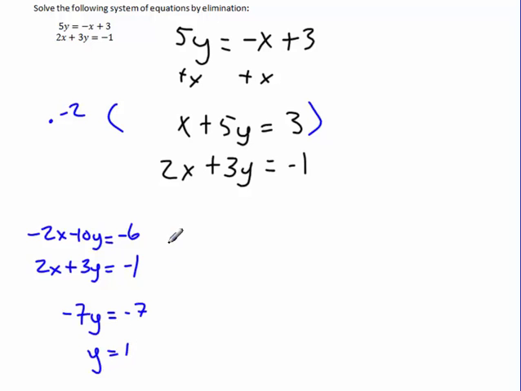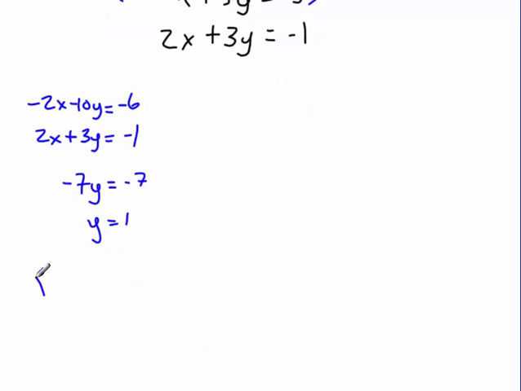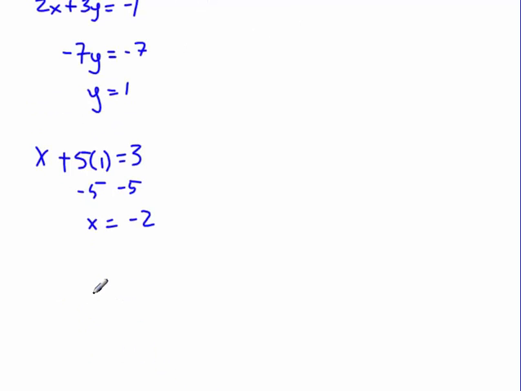Now I need to plug y equals 1 back into one of my 2 original equations. Either one, it doesn't matter. Since x is already solved for, I'm going to plug it back into the original one, the top one, and I get x plus 5 times 1 equals 3. Subtract 5 from both sides, and x equals negative 2. Again, we get the solution set, negative 2 comma 1.